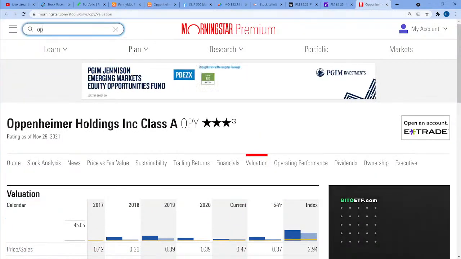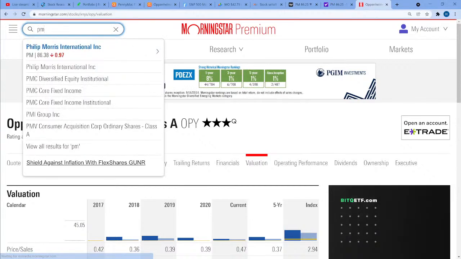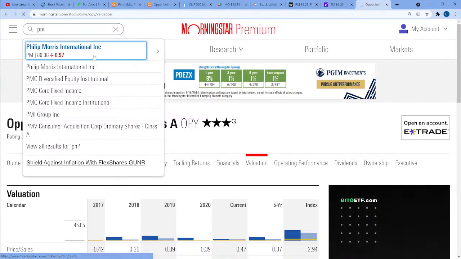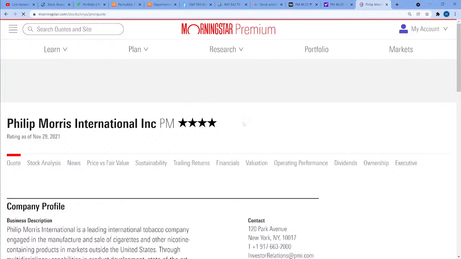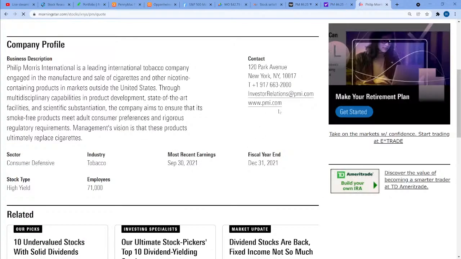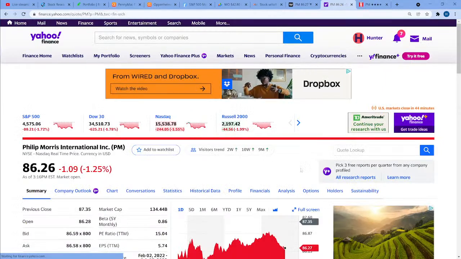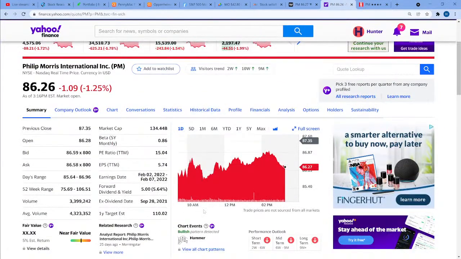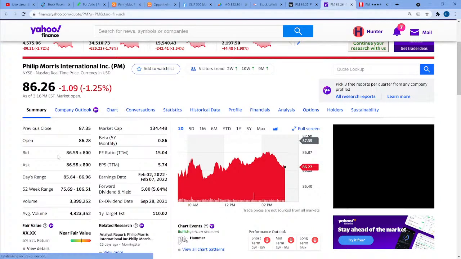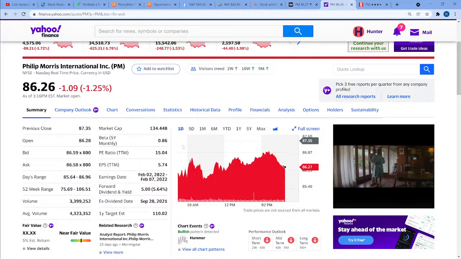Let's look at them right here. Let's see. They have a 4-star rating. Probably have a good fair value. Fair value of 108. Last close was $87. They're trading right now at 86.26. Okay, here it is. They have an earnings per share of $5.74. A forward dividend of $5. So they're paying what, $1.25 every quarter?